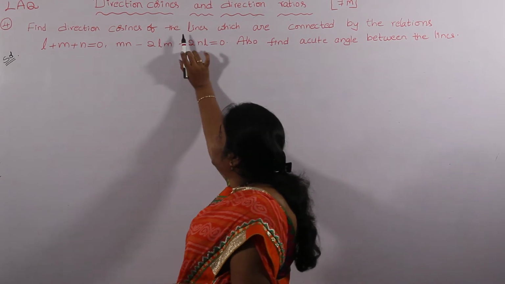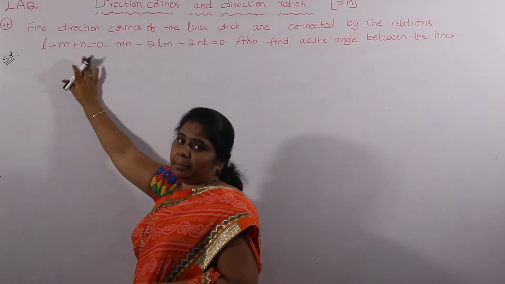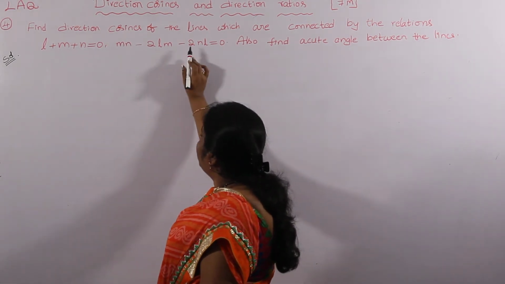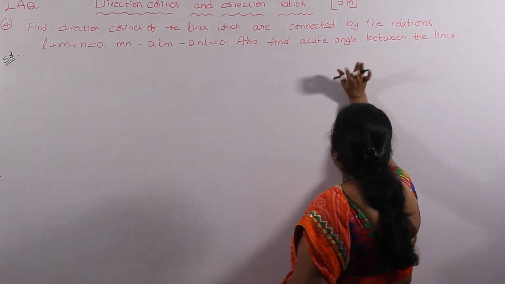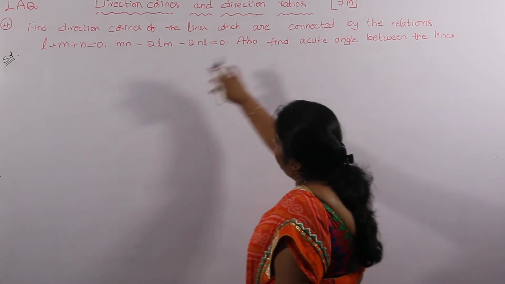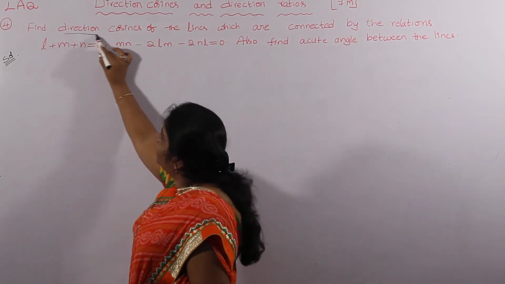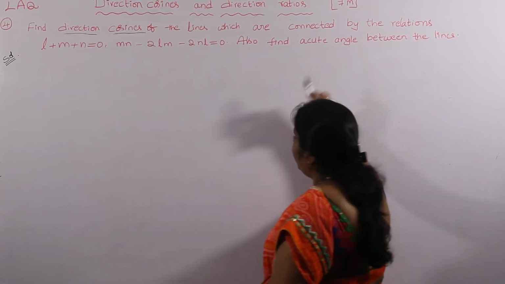Find the direction cosines of the lines which are connected by the relation l + m + n = 0, mn - 2lm - 2nl = 0. Also find the acute angle between the lines. First find the direction cosines. After that only the angle.